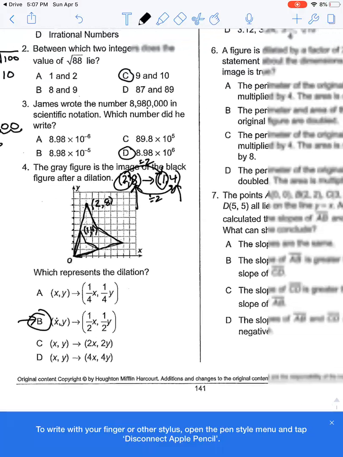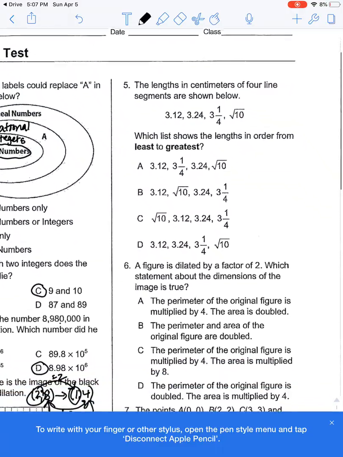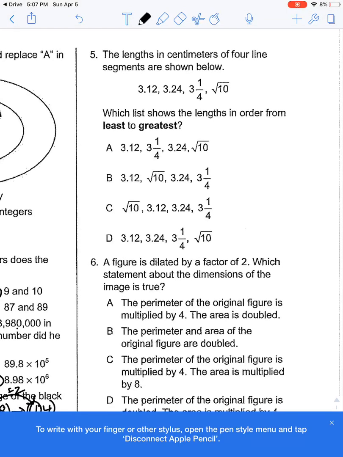Okay, moving on. Number 5. The lengths in centimeters of 4 line segments are shown below. Which list shows the lengths in order from least to greatest? Okay, so we can start putting them in order from least to greatest, and we're going to have to do something with this square root of 10 to figure out what the approximate value of that is. So let's start with 3.12. I'm going to put them in order. 3.24 would be after that. And then 3 1/4 is going to be equal to 3.25. So far they're in order.